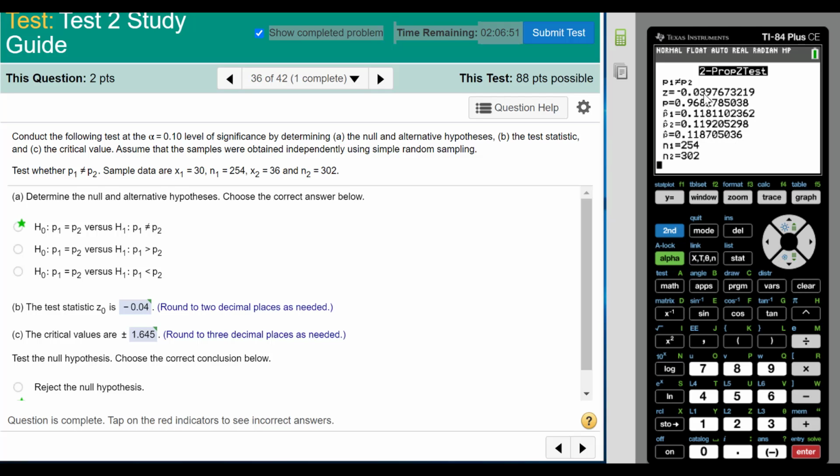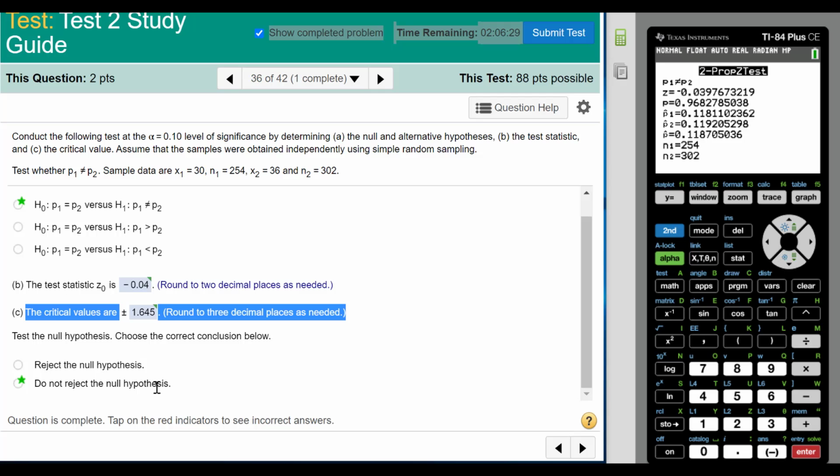Z is negative 0.039. So you see, if you round it to 2 decimal places, will be negative 0.04. Let's suppose that C was the p-value. The p-value here is 0.96, and the p-value is more than alpha. Alpha is 10%, so you fail to reject the null hypothesis. Do not reject the null hypothesis. Next.